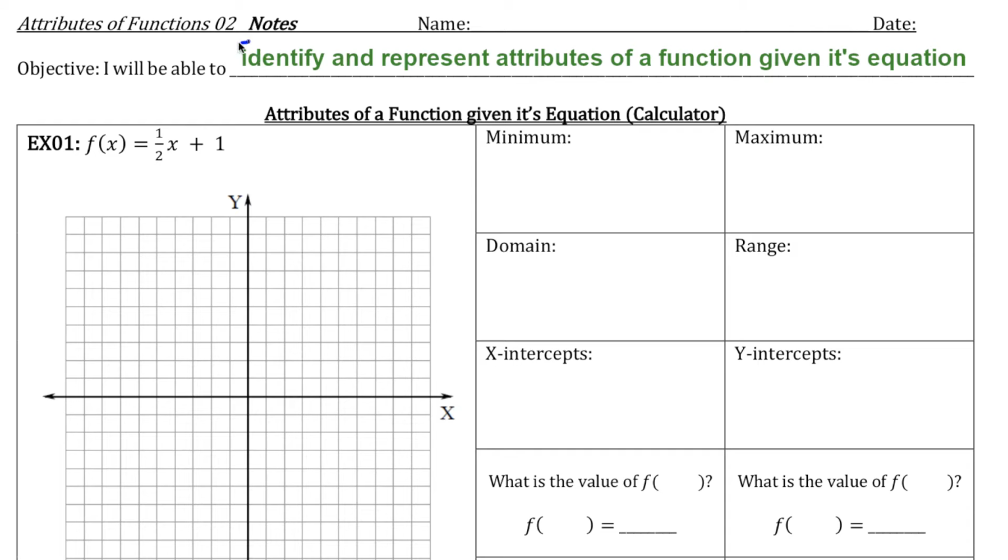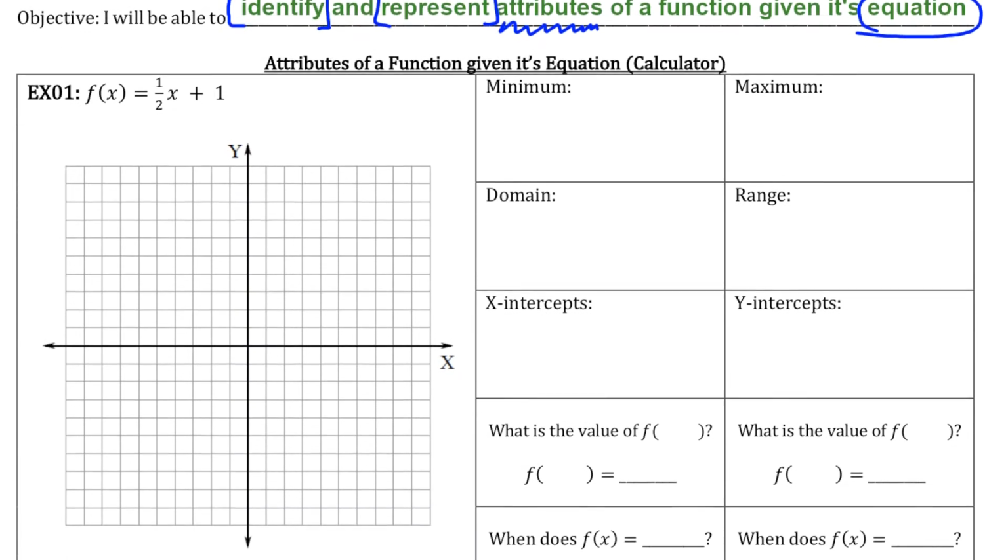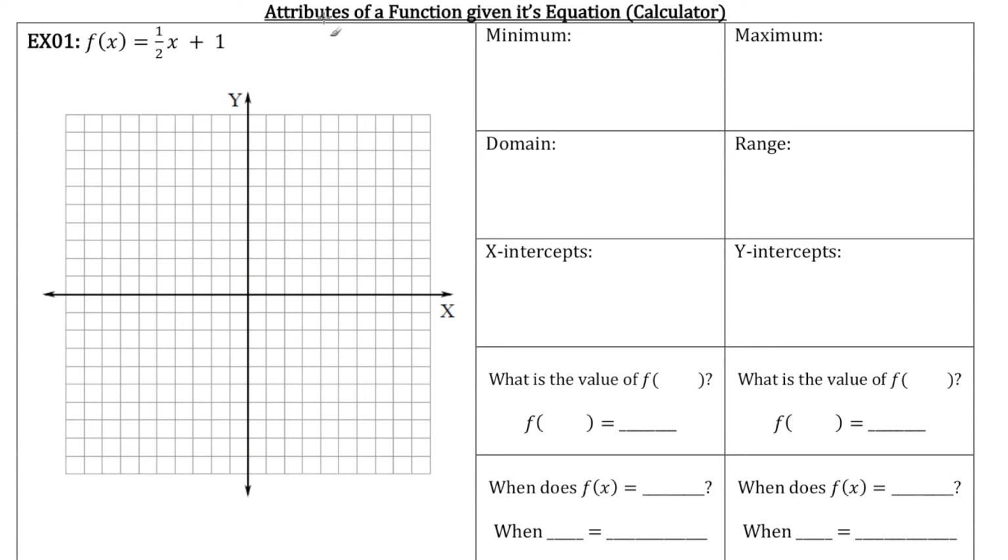All right, so in this lesson, we are going to identify and represent attributes, remember, like qualities, of a function given its equation. In the last lesson, I gave you the graph and you identified and represented some attributes. This time I'm going to give you the equation. So I have this function right here, f of x equals 1/2 x plus 1.